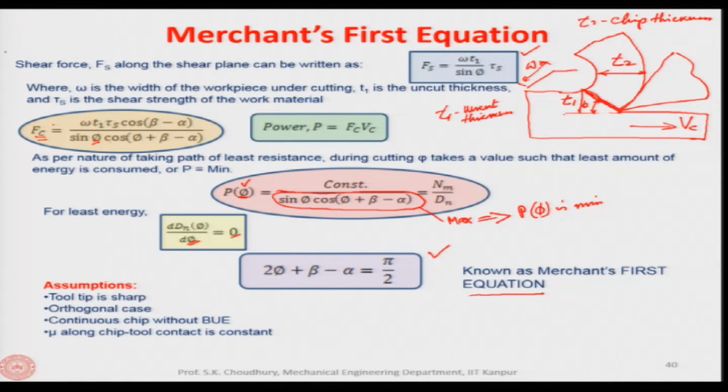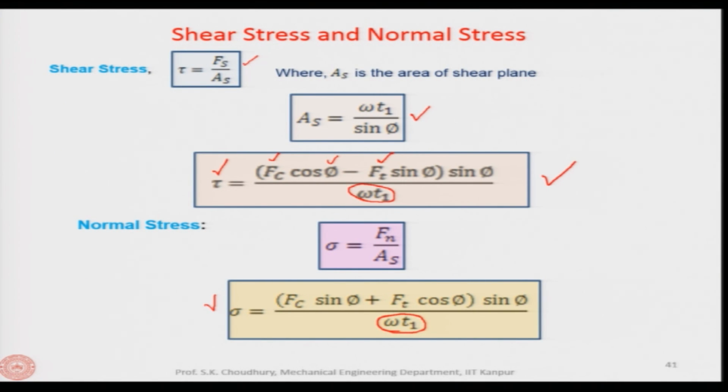As you can see here, starting from the Merchant's diagram we found out FC and FT. After that we can find out the shear stress and normal stress with these values, because the stress will depend on FC, FT, and this phi, which we found out analytically. So, analytically now we can find out the value of the shear stress. Similarly, we can find out the normal stress by analytically finding out phi, since we know FC and FT.